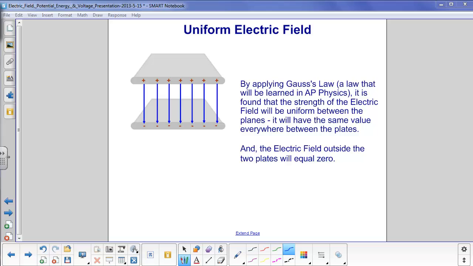By applying Gauss's law, and that's a law that we'll have to hold off until AP Physics, we find that the strength of the electric field between these two plates is constant. So in this space here, everywhere in there, your electric field is just equal to the electric field. There's no dependence on how far away you are from either plate. And what's even more interesting is outside this configuration, everywhere outside, the electric field is zero.